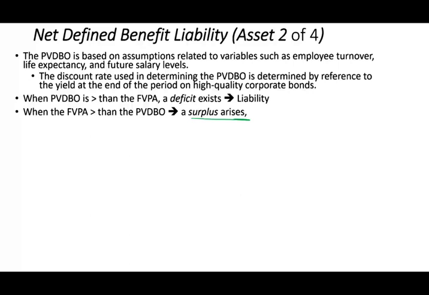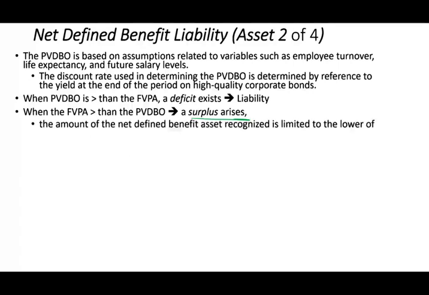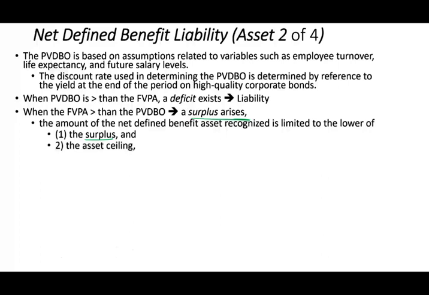However, how much do we report? The amount of the net benefit asset recognized is limited to the lower of the surplus, 2 million, or the asset ceiling. So we have to choose between those, not and, but or. Now, how do we define the asset ceiling?